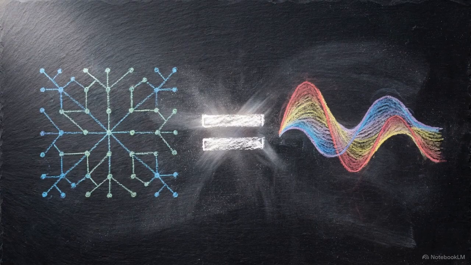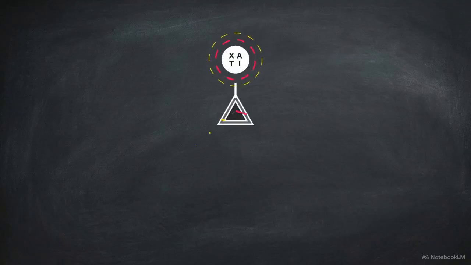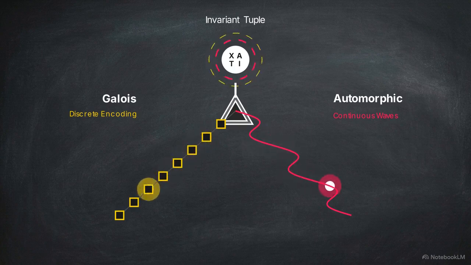This generative architecture applies directly to a central pillar of the Langlands program, the equivalence of Galois and automorphic representations. In the closure dictionary, we reinterpret the Galois representation as an arithmetic closure encoding. This encoding dictates how invariant content is preserved under discrete arithmetic symmetry. The automorphic form is reinterpreted as a stabilized closure mode. This mode realizes the same invariant content while forcing it to adhere to continuous spectral and symmetry constraints. Precise Galois and automorphic representations are dual syntax encodings of the exact same invariant tuple.